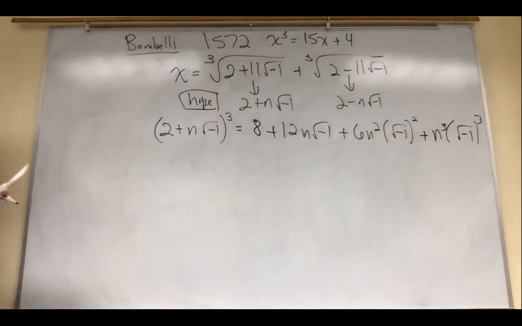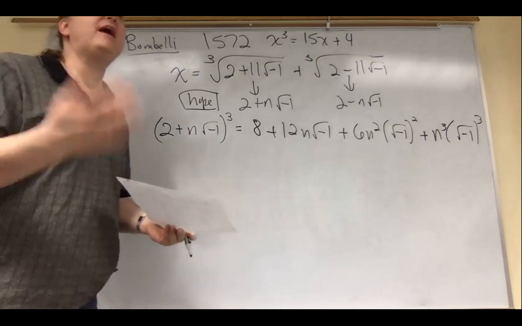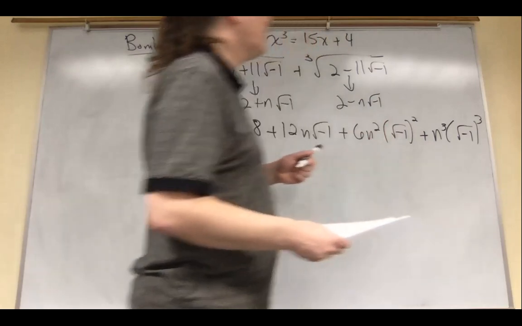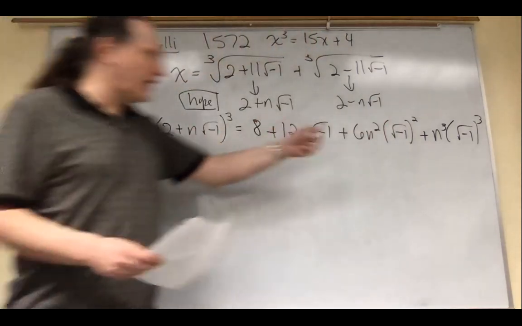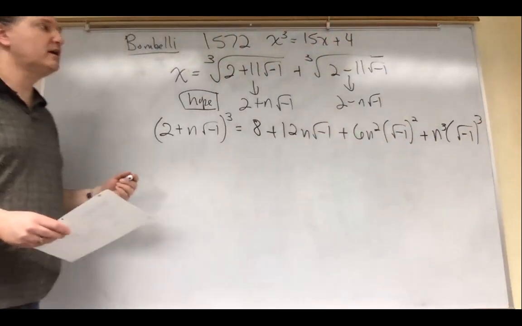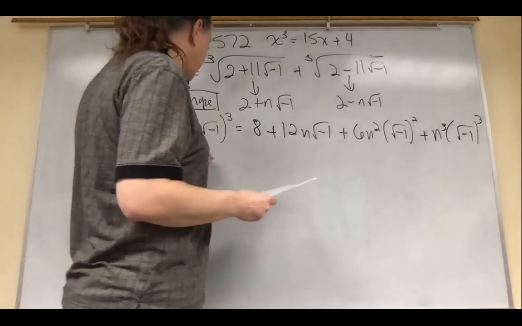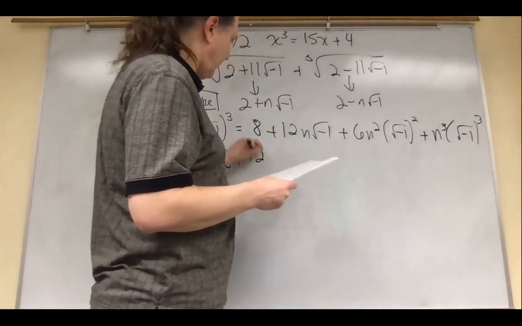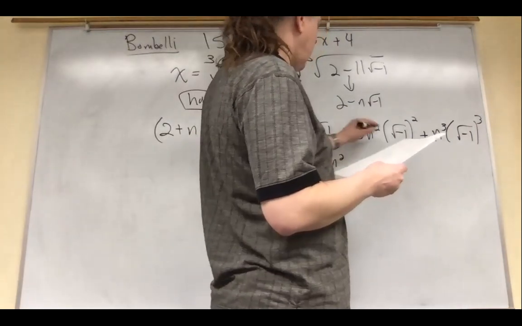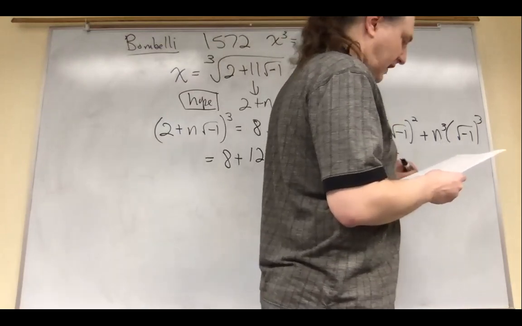Bombelli then was the first person to have this idea. He said, well, if it behaves like square roots should, the square of the square root of negative 1 should just be negative 1. And the cube of the square root of negative 1 should be negative the square root of negative 1. So he says, well, let's try that out. And this gives me that. Minus 6n squared, the minus coming from squaring that negative 1, minus n cubed times the square root of negative 1.